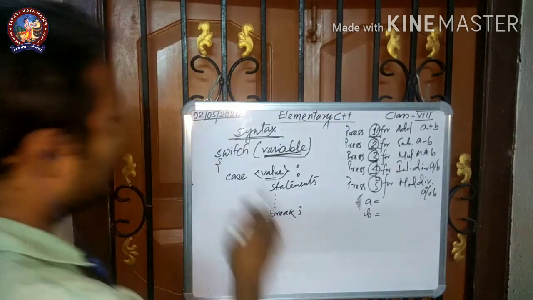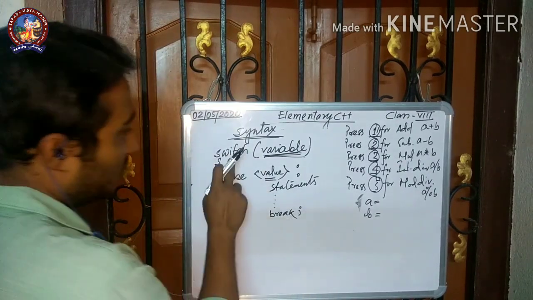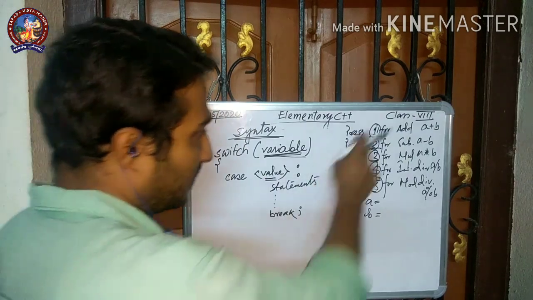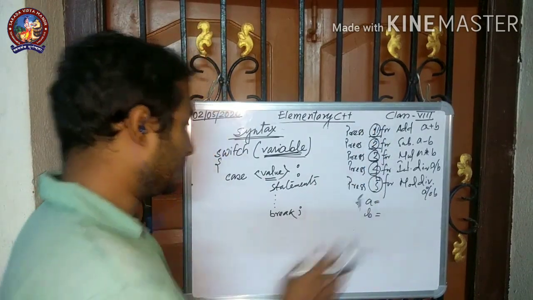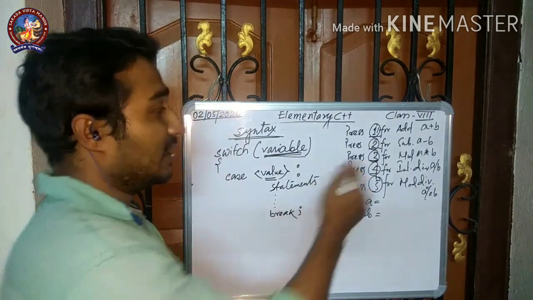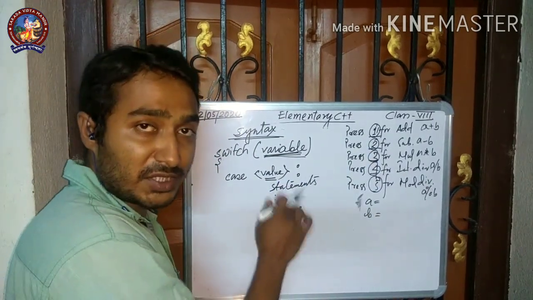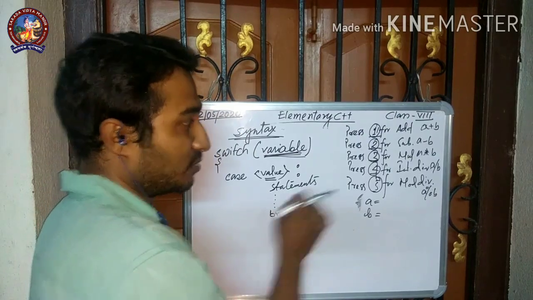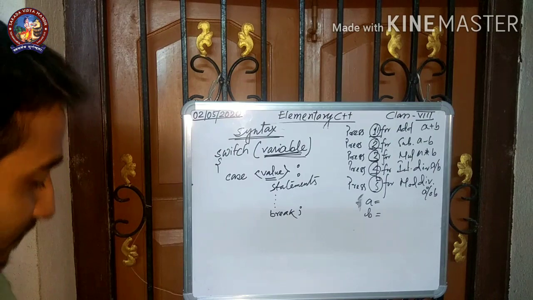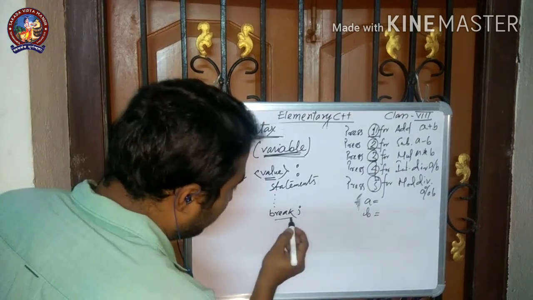So we are again back to the syntax. Switch the variable, then case the value, whatever value we give here. Then the statement. Statement means whatever operation will be done if this condition is satisfied. The operation will be addition, so here will be a plus b. And at the end, break.